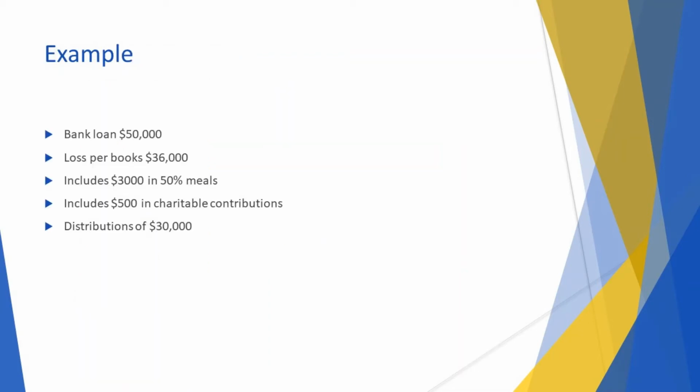In year number 2, Jack has a challenging year and gets a bank loan for $50,000. At year end, Jack has a net loss per books of $36,000. Included in that are $1,500 in non-deductible meals and $500 in charitable contributions. During the year, he took distributions of $30,000.